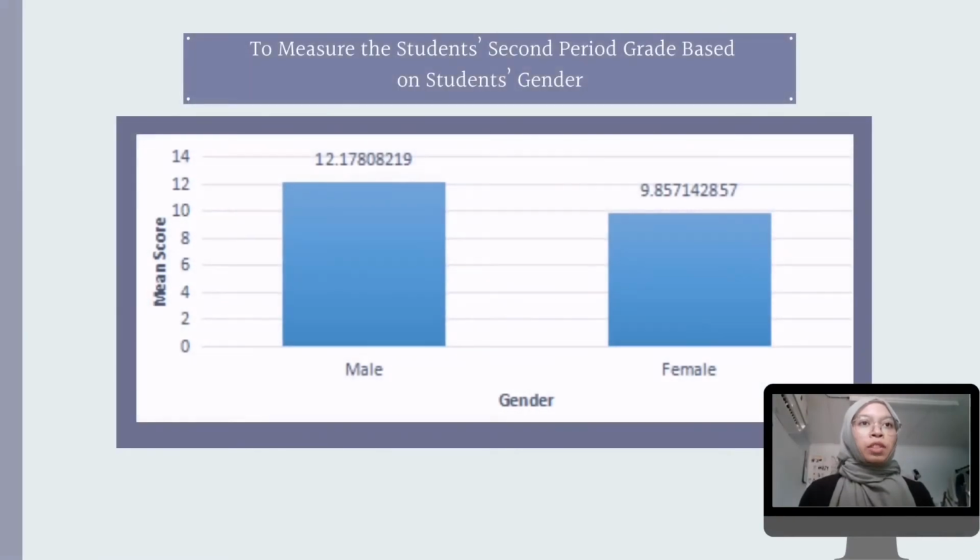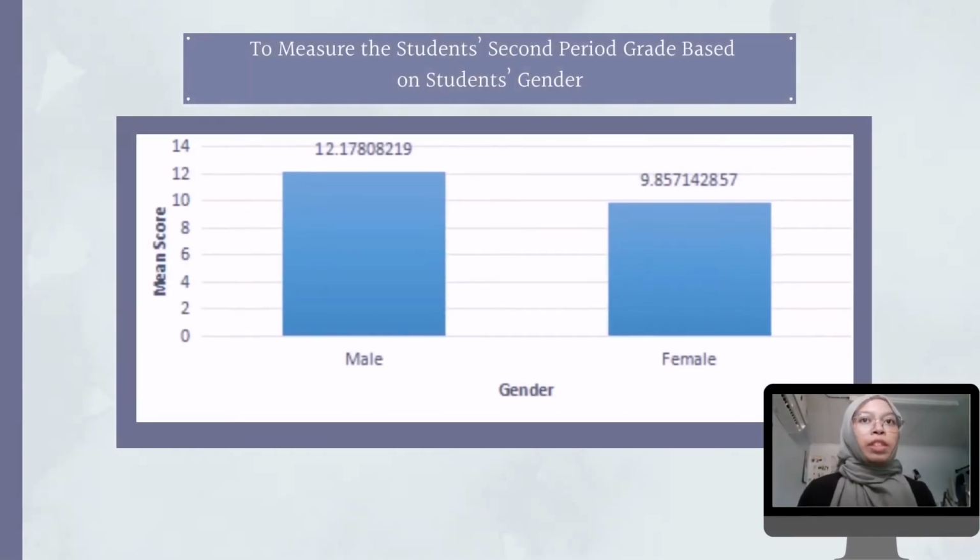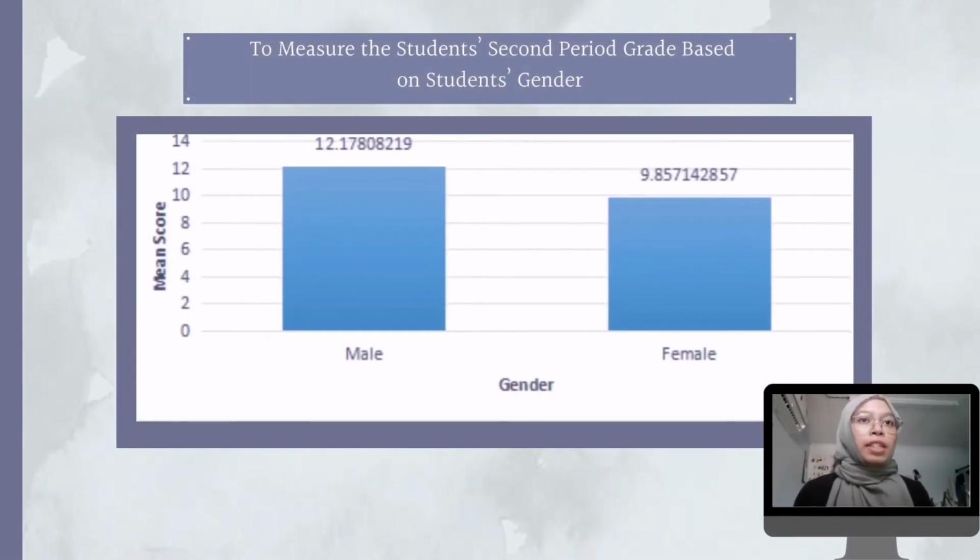The bar graph shows that the highest mean score is for male students. It shows that male students are more intelligent in scoring second period grade, and they manage to get a high score. From the graph, we can clearly see that the mean score for female students is 9.85714287, lower than the mean score of male students, which is 12.178082219, showing that female students' marks are lower than male students' in second period.